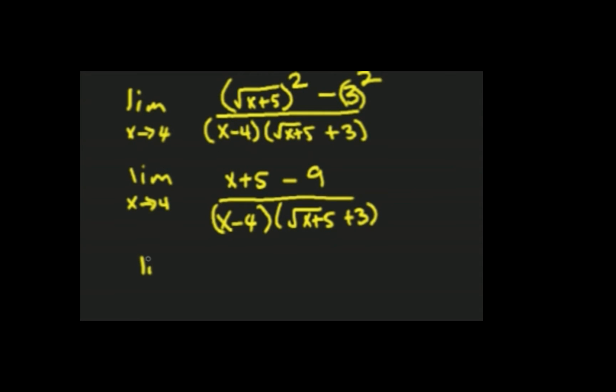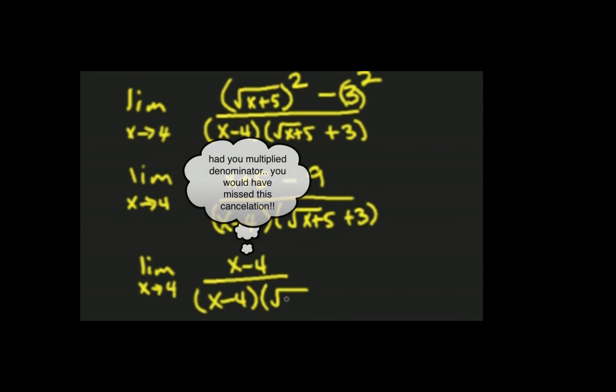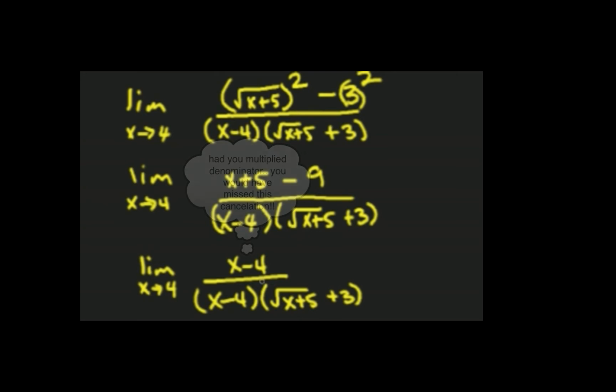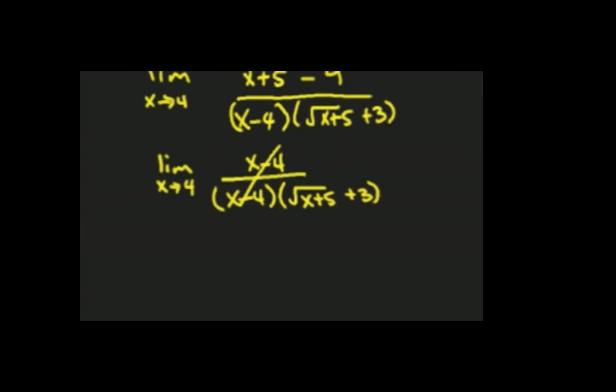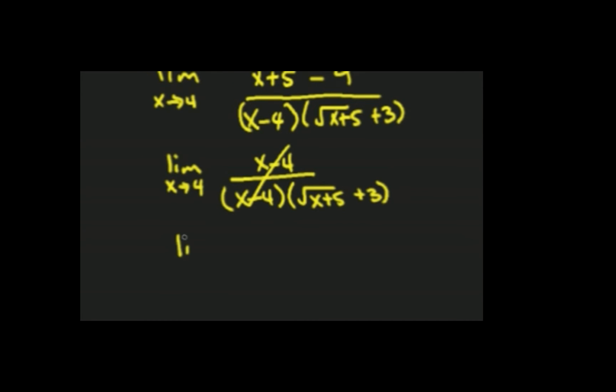So then when you combine your like terms in the numerator, you can see why I asked you not to multiply it. You would not have recognized that the x minus 4's cancel had you FOILed all this out. So you now cancel those, and anytime you reevaluate a limit after it's been changed, so anytime you change something, you reevaluate it.